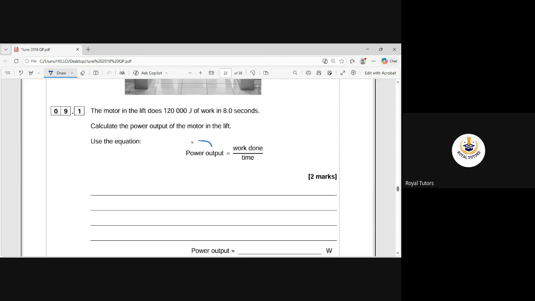They've already given you the equation to use, so you just need to put the values right inside of it. That will be 120,000 over the duration, which is 8. And that will give you 15,000 watts. It's as simple as that.